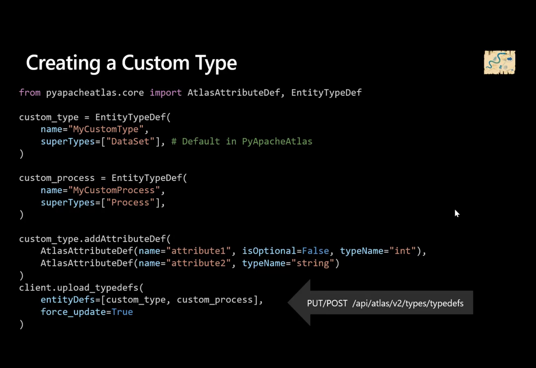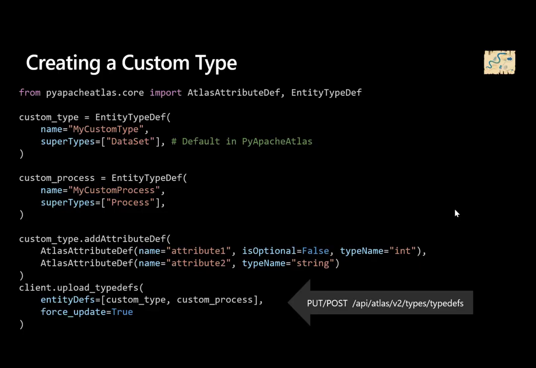Once I've created my attribute definitions here, I can then upload those. And in this case, I'm using the post to the types/typedefs endpoint, and that will create brand new types. And the critical part is that if your type exists, the post will fail. So you will need to then use a put command instead. Same endpoint, but it'll be a put instead.